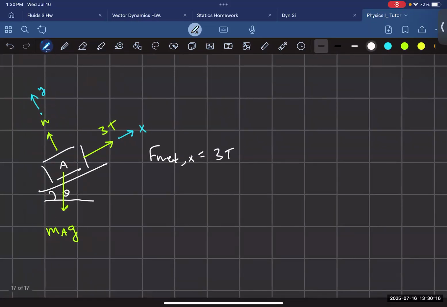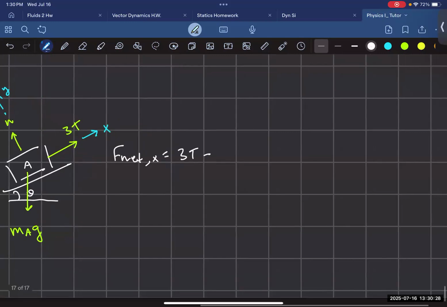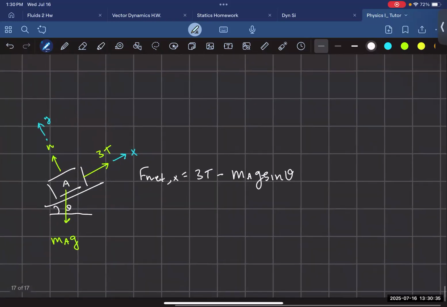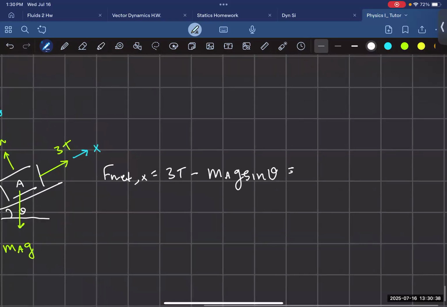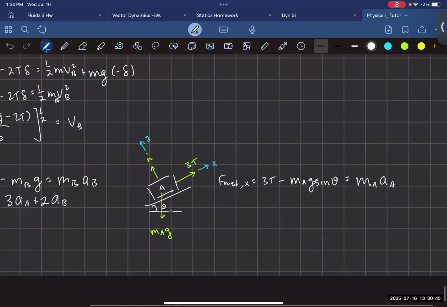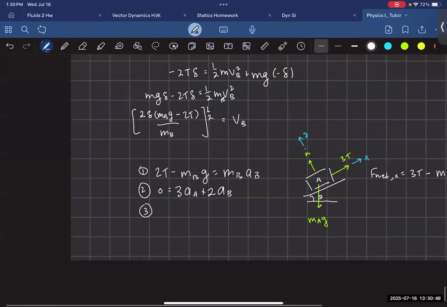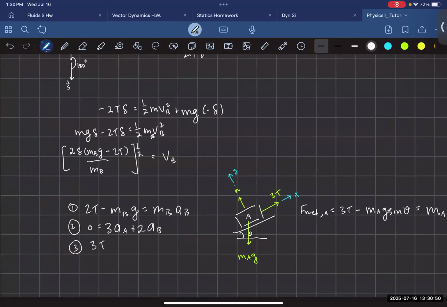Now the normal force is fully in the y direction. We don't have to consider that. In the x direction, the weight of A is acting against, or in the opposite direction of, our x direction. So it's minus mA g sine theta. You can do the trick for yourself, right? Is equal to some mass times acceleration. And this right here is the third equation we need to solve for tension.